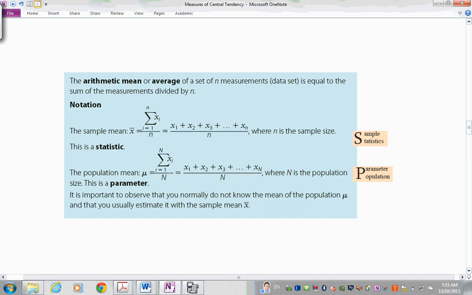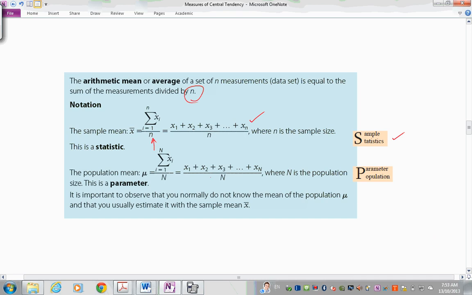So the arithmetic mean or average of a set of measurements is equal to the sum of the measurements divided by n. So you must know this one, and of course I've shown you the one earlier from the information booklet, and that uses the sum of x_i over n, from i equals 1 to n. Okay, so that's a sample statistic, isn't it? When we take a sample of n from, here it is, from the population.